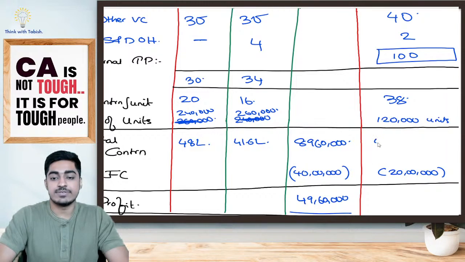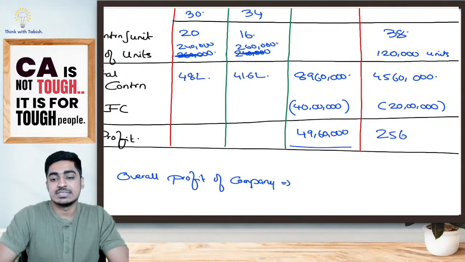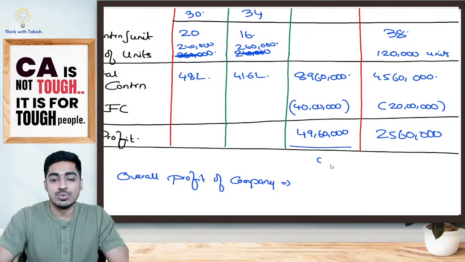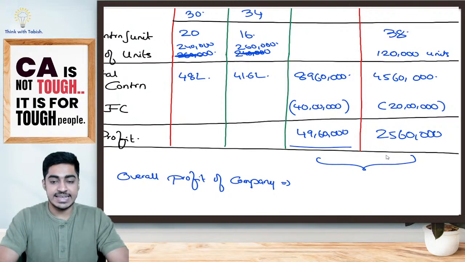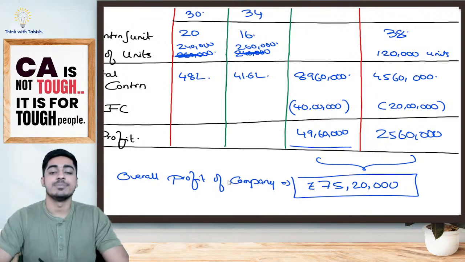Yes, it is 45 lakh 60,000 rupees, minus 20 lakh comes to 25 lakh 60,000 rupees. This is the profit of division B. So overall, for the company as a whole, how much is the profit, students? 49 lakh 60,000 plus 25 lakh 60,000 is 75 lakh 20,000 rupees. The overall profit of the company.